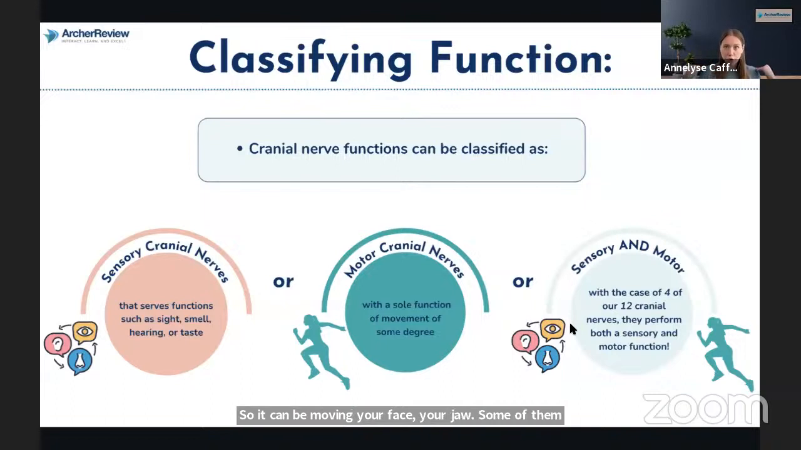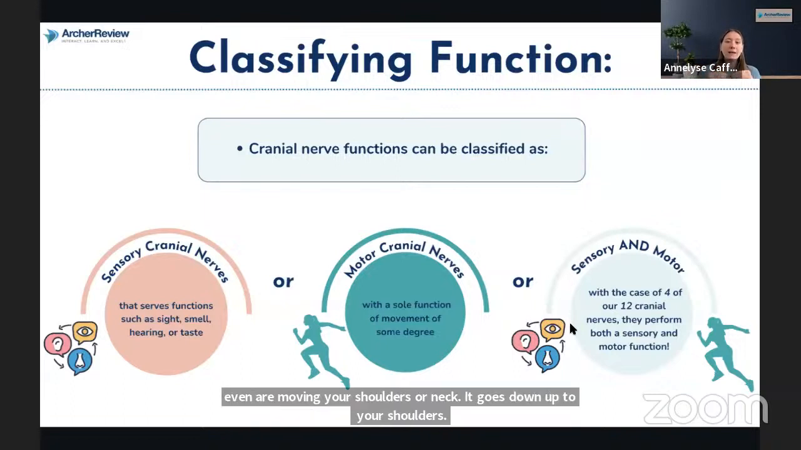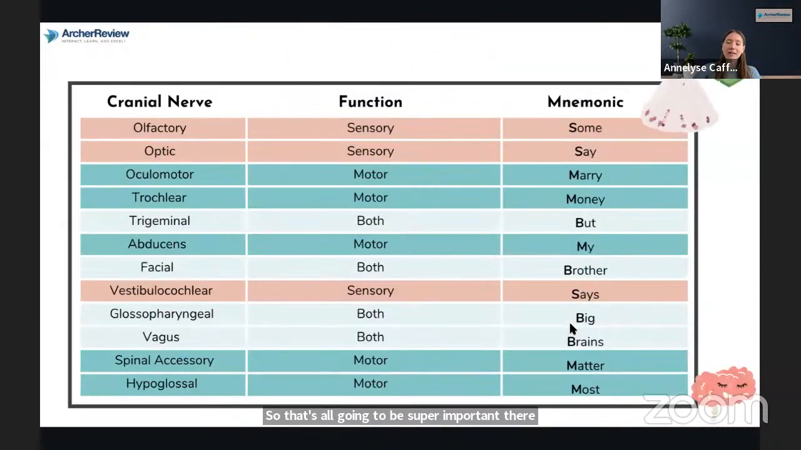It goes down up to your shoulders. So that's all going to be super important there. This mnemonic is one of the mnemonics that I found to be the most effective that I learned in nursing school. I still use this all the time because this one, it was easier for me just to memorize the cranial nerve name and the number it went with.